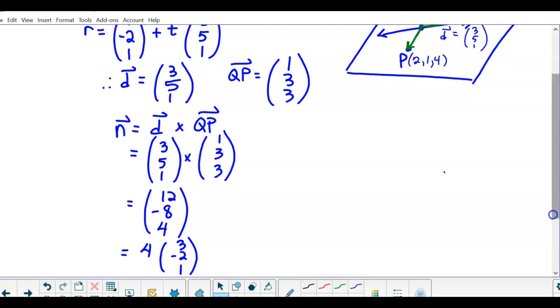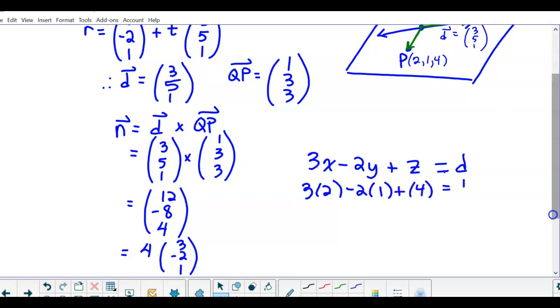Okay, so if you see that there's a common factor, factor it out, make the first component positive, and then you know that your equation is going to look like that with a constant term, right? And so again, choose your point on the plane, substitute it in, so use 2, 1, 4. Okay, so 6 minus 2 is 4, plus 4 is 8. So D equals 8. And then put it back in your equation.